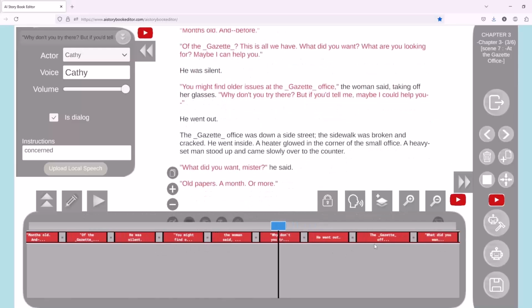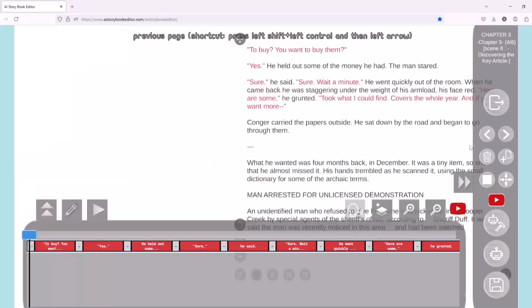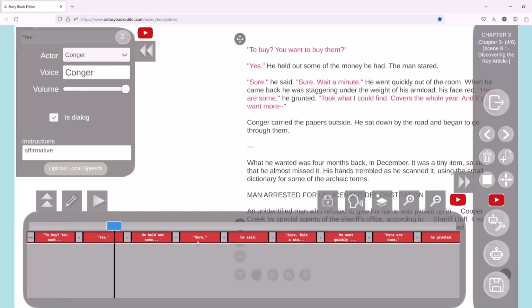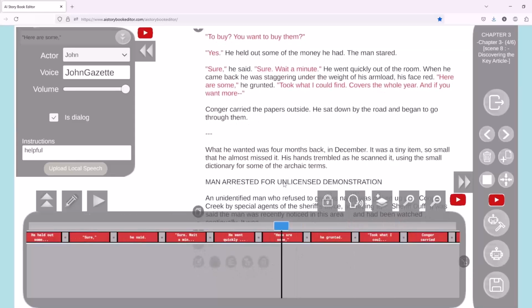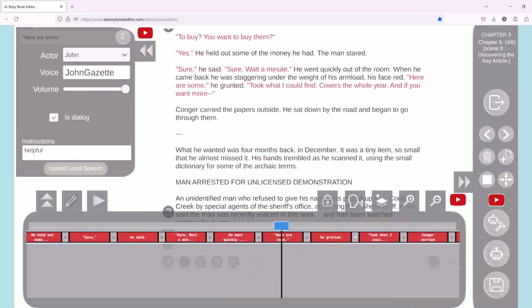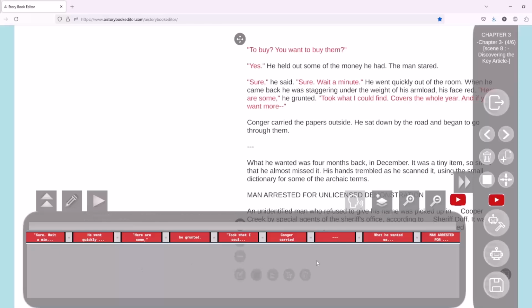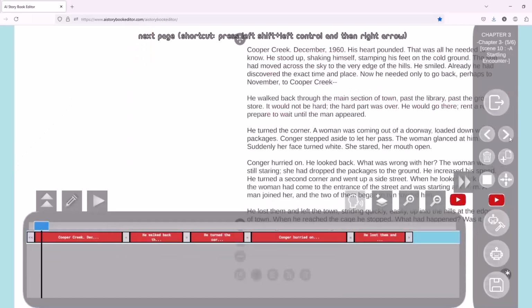And this is what you did, mister. This is John. Okay, that's right. All paper is Conger. This is John. Yes, it's Conger. This is John. And John. And John doesn't appear anymore in the story. This is silence. Okay.